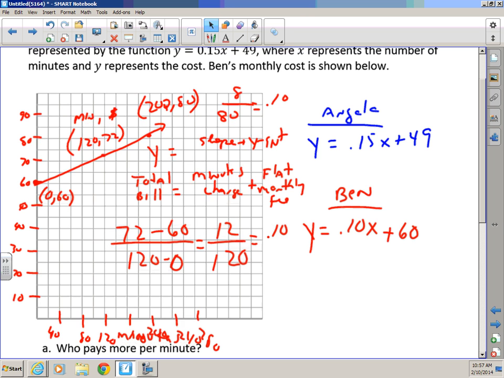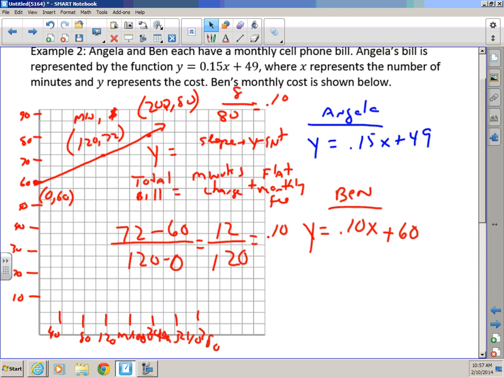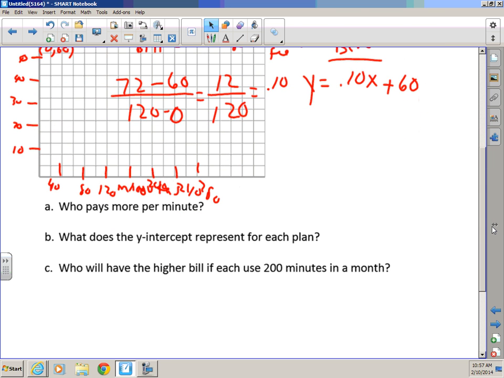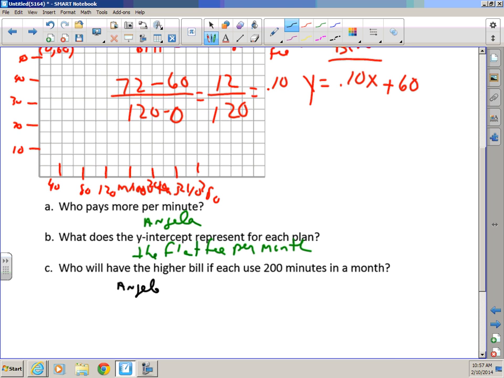Now the question is, who charges more per minute or pays more per minute? Well, it should be simple. That's Angela, because she pays 15 cents versus Ben's 10. What does the y-intercept represent? The flat fee per month. Who pays more if it's 200 minutes used? Well, Angela will pay.